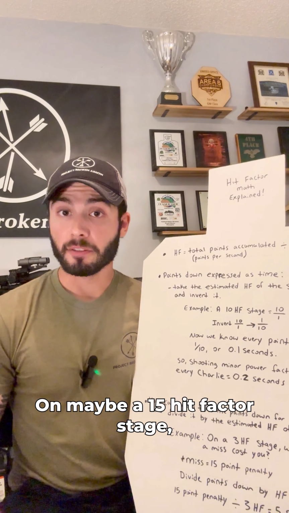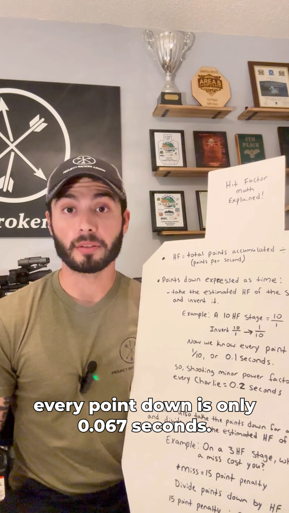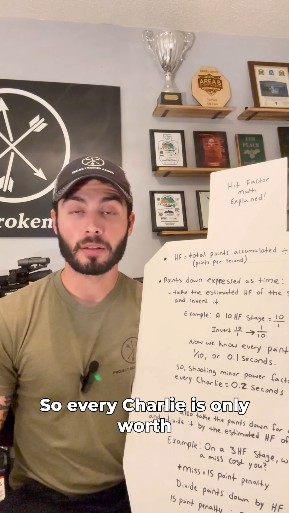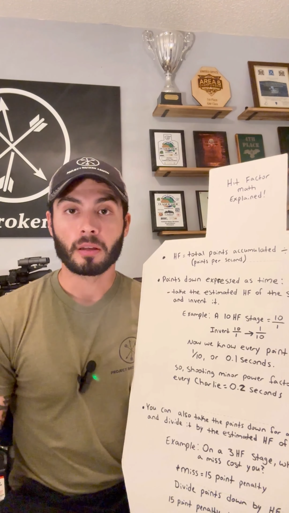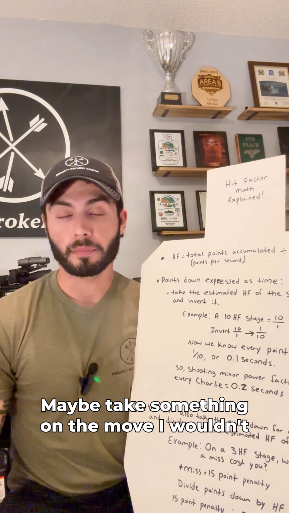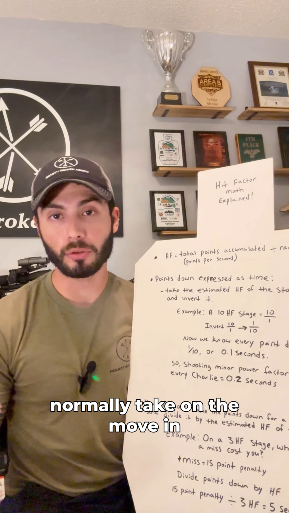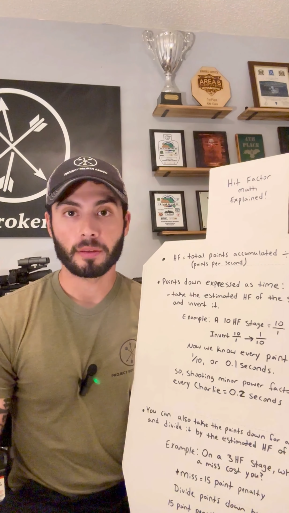On maybe a 15 hit factor stage, every point down is only 0.067 seconds. So every Charlie is only worth 0.12, 0.13 seconds. In that instance, maybe I'll be a little more aggressive and take some more risk. Maybe take something on the move I wouldn't normally take on the move in search of potential raw time gains.